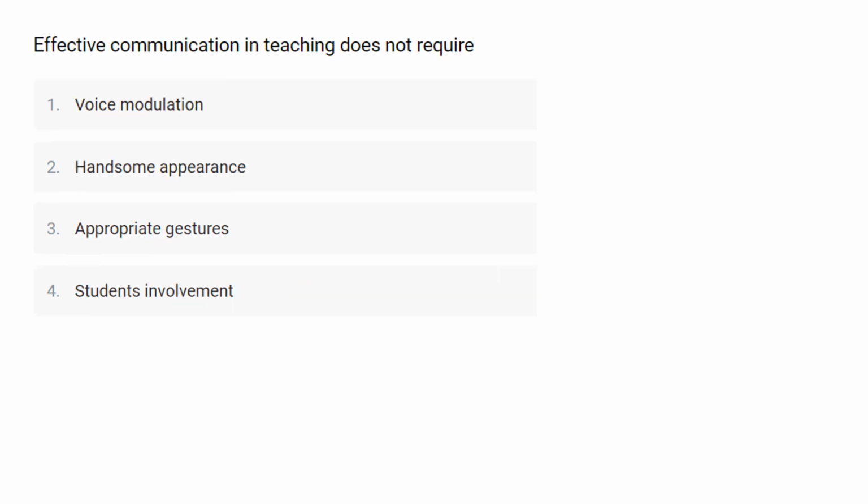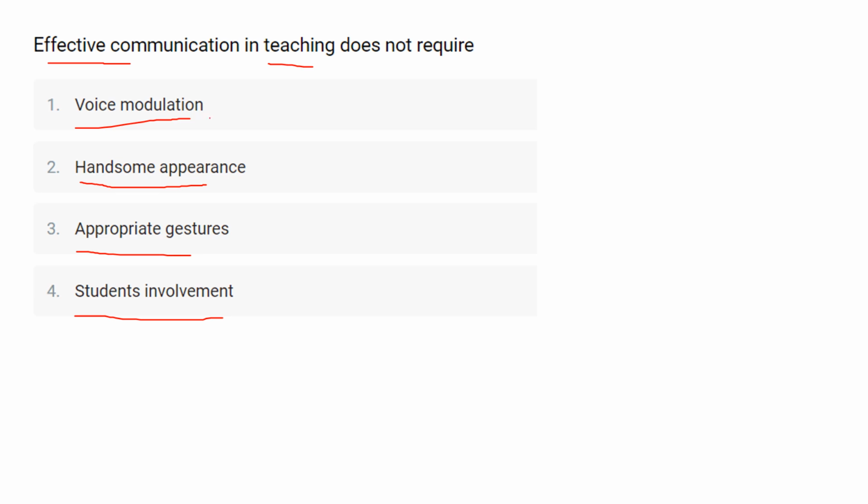Effective communication in teaching does not require. So here in this question they ask you what effective communication in teaching does not require, for which the first option is voice modulation, second one is handsome appearance, third one is appropriate gesture and the last one is students' involvement. So here effective teaching includes the teacher's behavior, the teacher's knowledge regarding the subject matter, the teacher's belief, and the teacher's dedication towards improving her students. All these things are required in effective communication.